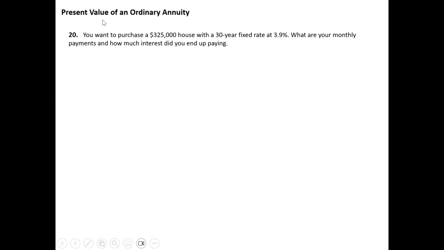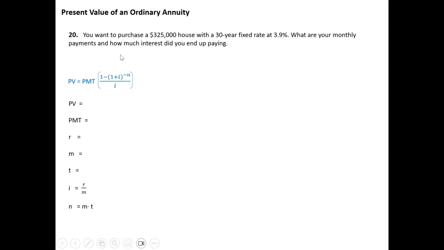Present value of an ordinary annuity. And again, this is a different formula, because this is the present value of an ordinary annuity. This is used when you're going to purchase a car or an expensive item like a house. So this is a formula that we're going to be using. And again, there are 7 variables that we need to account for.